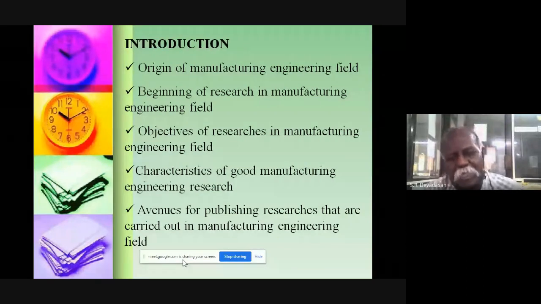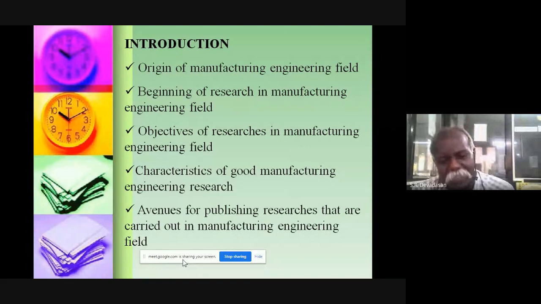At a later point of time, the researchers should not stop presenting and publishing papers in conferences, because in conferences, as I just mentioned, we get the opportunity to share our views and ideas with researchers like us. Likewise, many avenues are available for publishing research carried out in the manufacturing engineering field. There is no dearth of it.